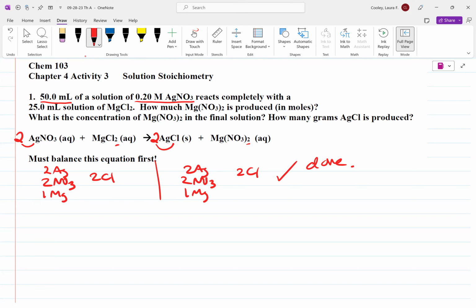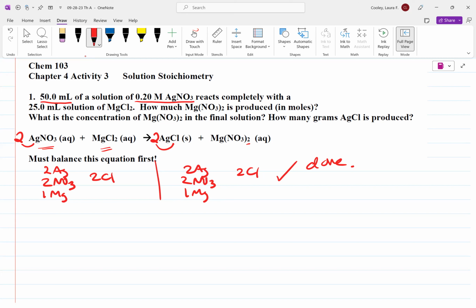Okay, so now we're given a volume and a molarity of one of the reactants, and it says it reacts completely with a 25 milliliter solution of MgCl2. Notice the concentration of the MgCl2. How do I know the MgCl2 is dissolved? How do I know it's dissolved and not solid? That's right. And also it says aqueous in the equation. That's correct. So both of these are dissolved. So I start with a solution of this and a solution of this, and I add them to each other. So the final volume of this solution is going to be different at the end.